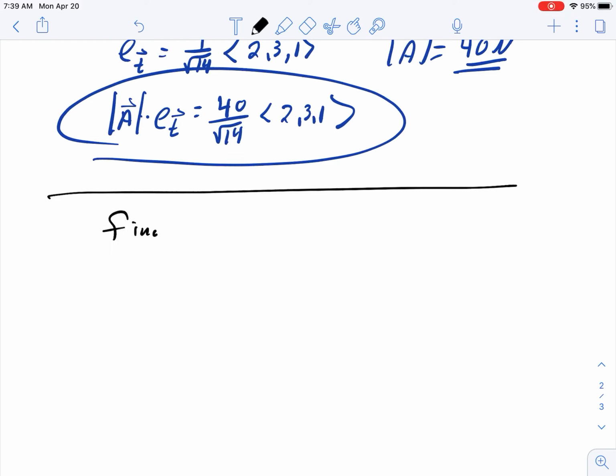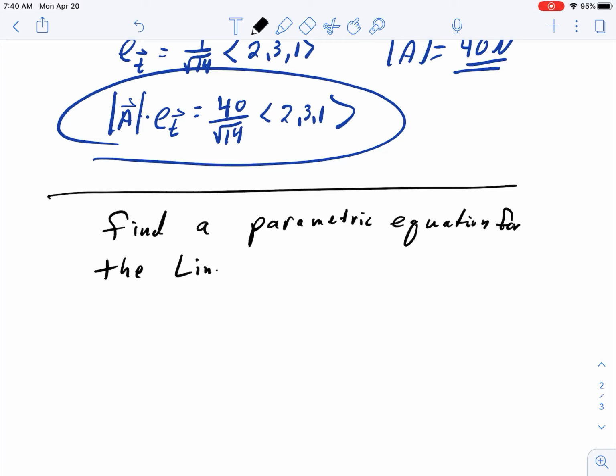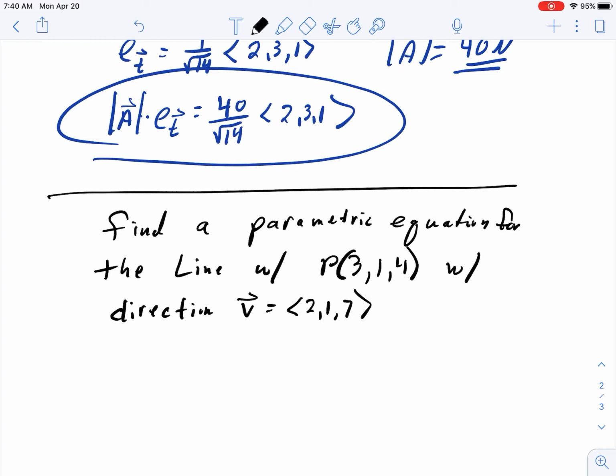First off, what I want you to do here: find a parametric equation for the line with a point of P(3, 1, 4) with a direction V of 2, 1, 7.